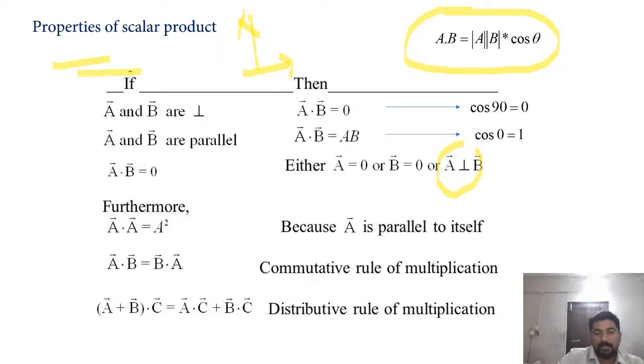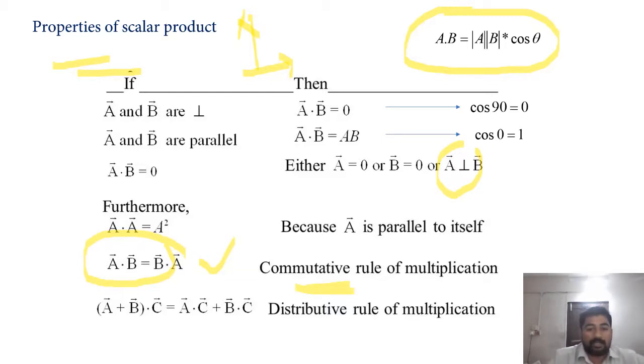A dot B is equal to B dot A. This is an important property. This is called the commutative rule. Whether you multiply vector A with B, or take vector B first and multiply with A, you get the same answer. So this is called the commutative property of multiplication. A dot B is equal to B dot A.